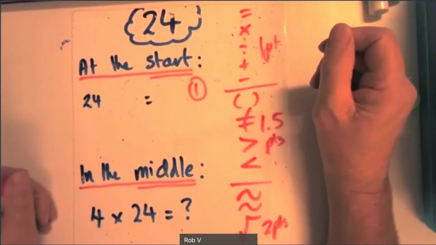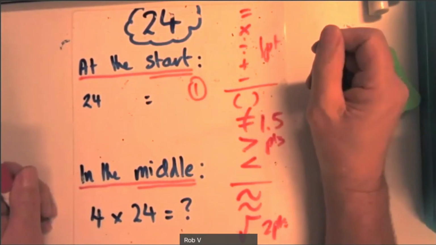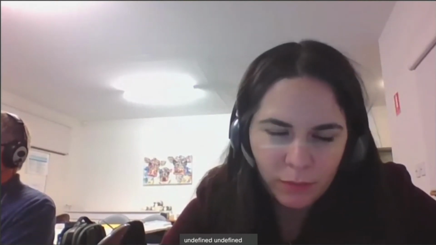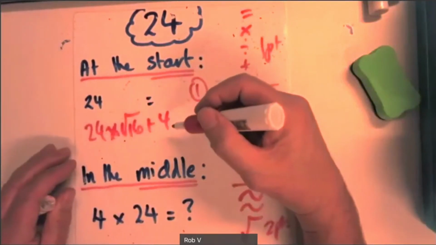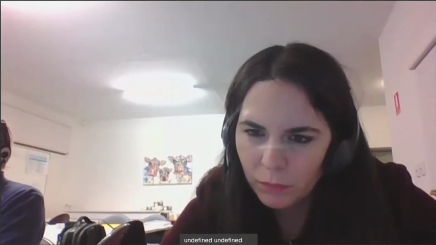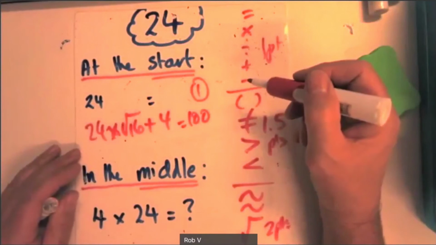We've got 24 times square root of 16 plus 4 equals 100. 24 plus square root of 16, or times. I know times. Oh, times, sorry. Yeah. 4 24s are 96. 96 plus 4 is 100. Nice one. Yeah, loving that one.